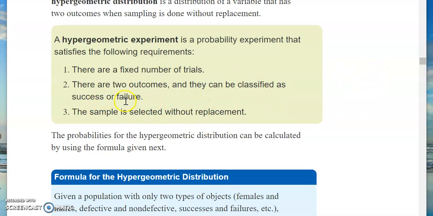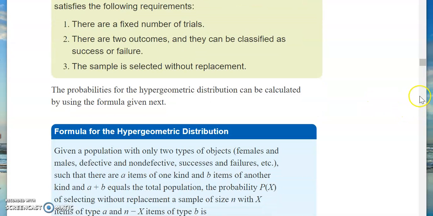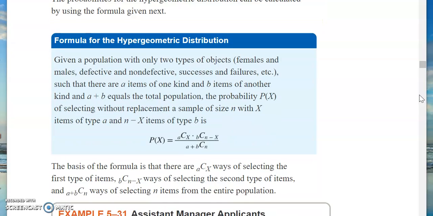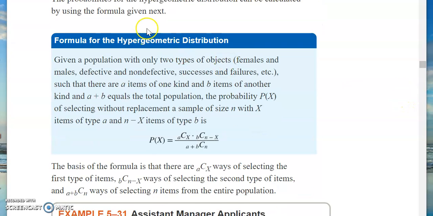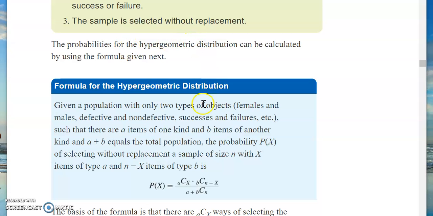We're going to call it a success or a failure. And the sample is selected without replacement. Well, this next formula here will make you crazy. It's a very odd formula, looks very, very difficult. In any event, the probabilities that we're looking for can be calculated by using this formula.